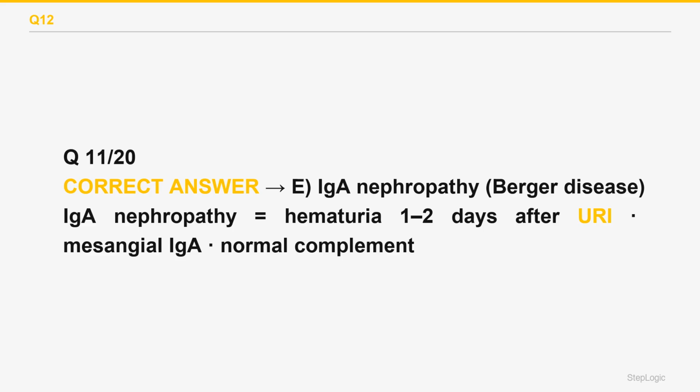IgA nephropathy is concurrent with infection, has normal complement, and shows mesangial IgA. The timing, days not weeks, normal complement, and mesangial IgA deposits define IgA nephropathy.